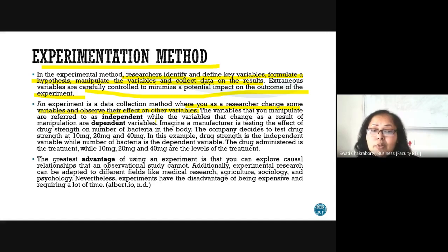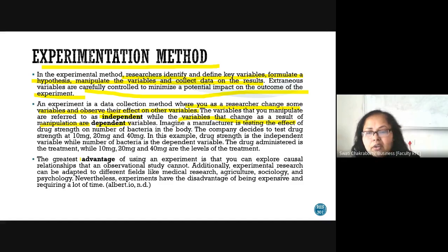The variables that you manipulate are independent, while the variables that change as a result of this manipulation are dependent, right? So an example is if you are a manufacturer testing the effect of drug strength on the number of bacteria in the body. The company decides to test the drug strength at 10 mg, 20 mg, 40 mg. So in this example, the drug strength is the independent variable because we are changing it from 10 to 20 to 40, while the number of bacteria is the dependent variable. Okay, so the drug administered is the treatment, while 10, 20, and 40 are the levels of treatment.